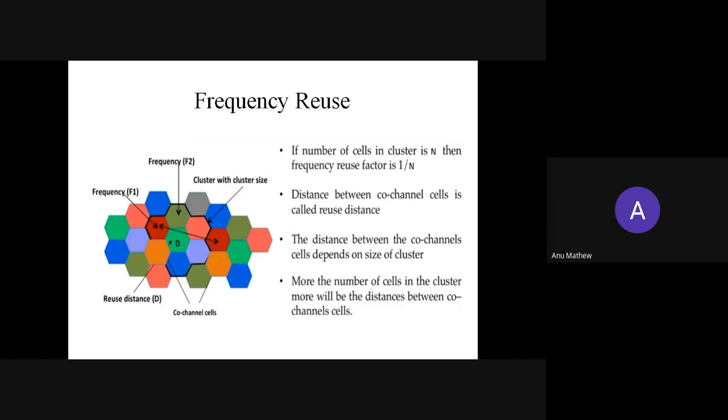The more the number of cells in the cluster, the more will be the distance between cochannel cells. If the number of cells in a cluster is more, then the distance between the cochannel cells will also be more.